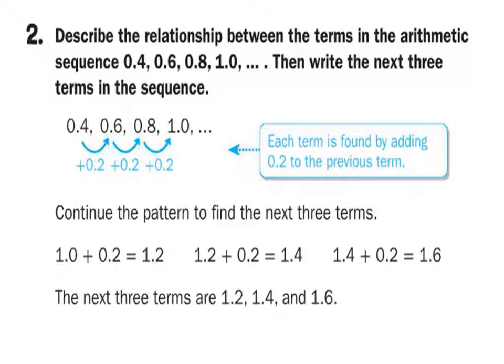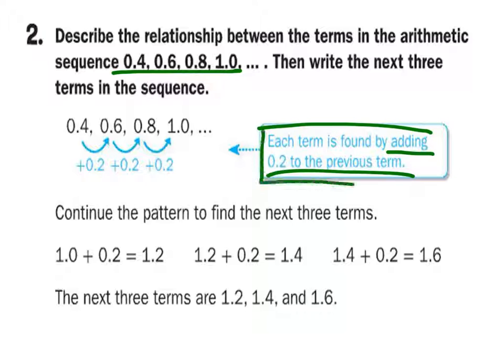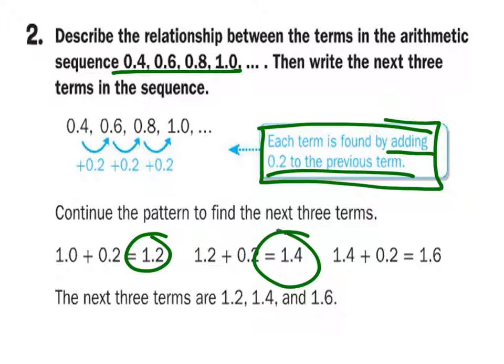All right, we're going to do the same thing with this one, but again, notice we have decimals, okay? So in this one, what are we adding to each previous term? Cassidy? 0.2. Adding 0.2 to each previous term. Very good. So 1 plus 0.2 is 1.2. Plus 0.2 is 1.4. Plus 0.2 is 1.6. Bam. We're good at this.